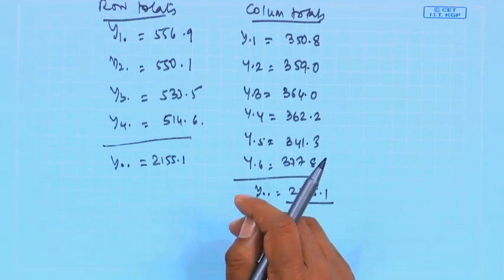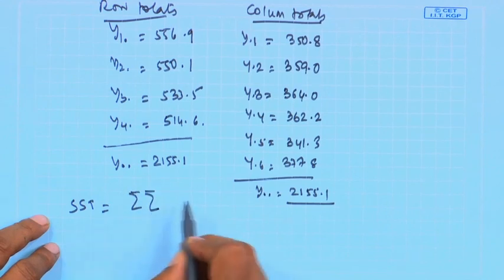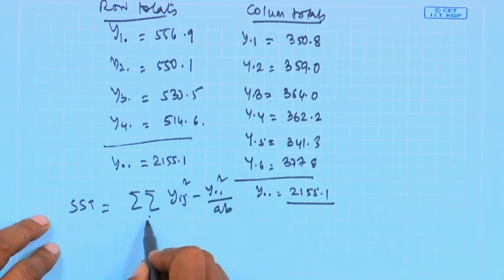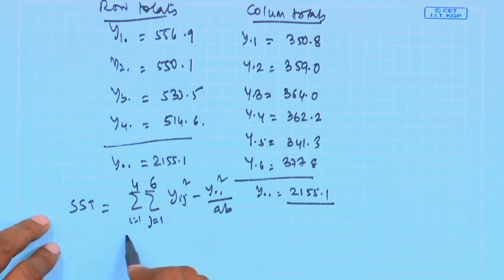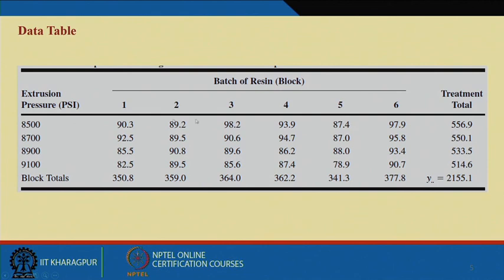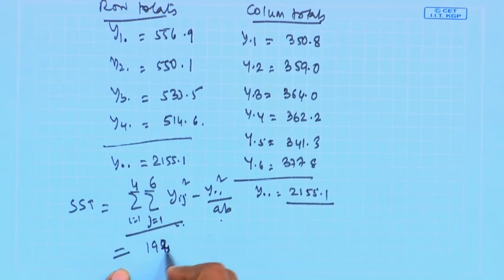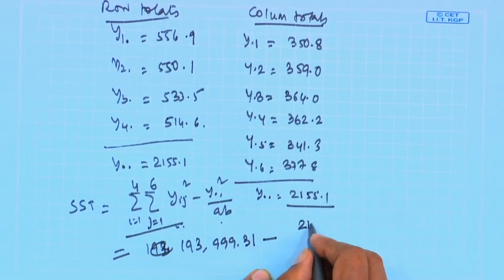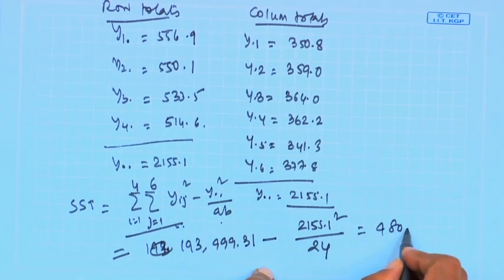Fine. Then you will calculate SS total. So, what is the formula? SS total is the double sum of y ij square minus y dot dot square by ab, where j equals 1 to 6 and i equals 1 to 4. If you combine all those values, the squares of all those 6 into 4, 24 observations, when you sum up you will get the value 193,999.31, minus y double dot, which is 2155.1 square, divided by ab, which is 24. So, this quantity is 480.31.